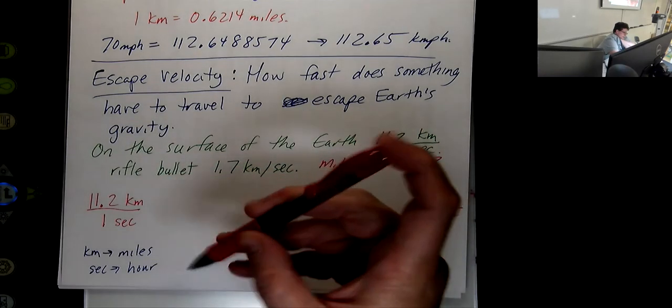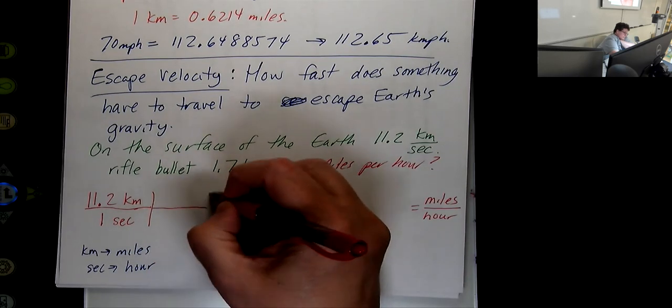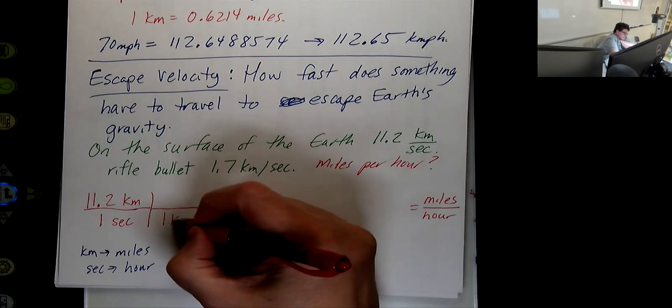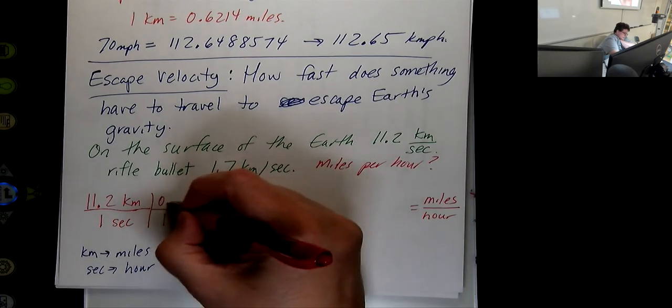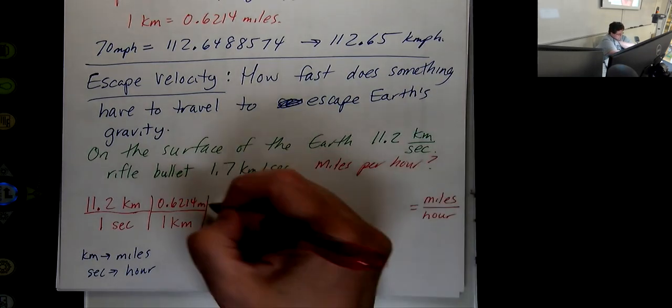So let's deal with the kilometers to miles, because we have that value right up top. 1 kilometer is 0.6214 miles. I'm going to put MI.